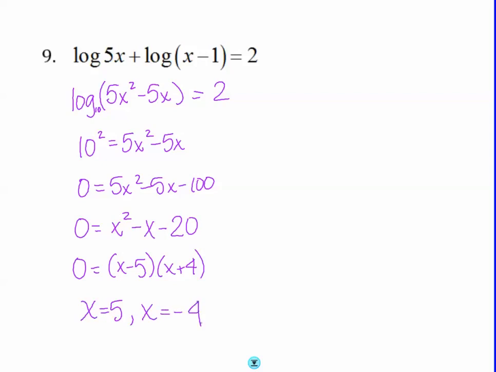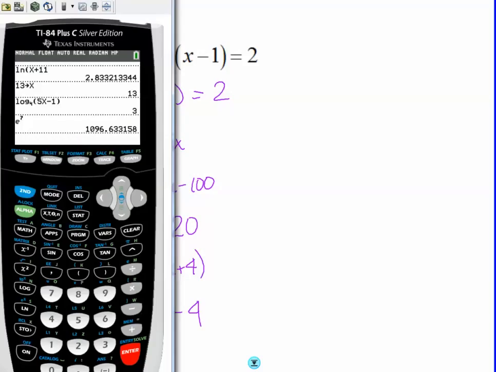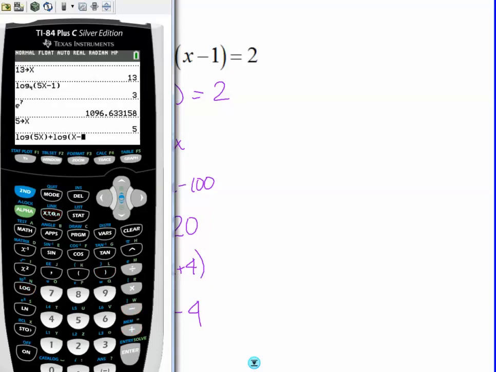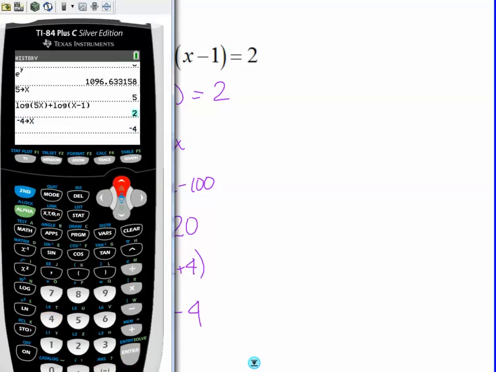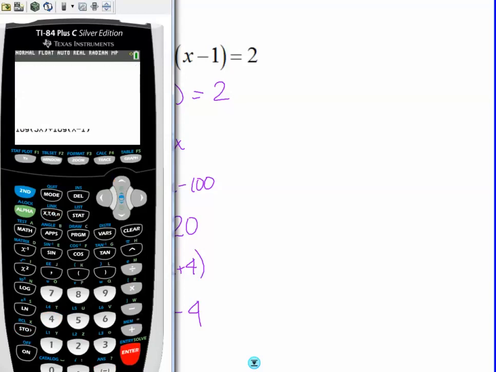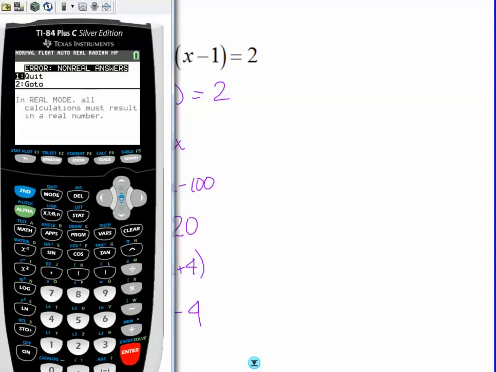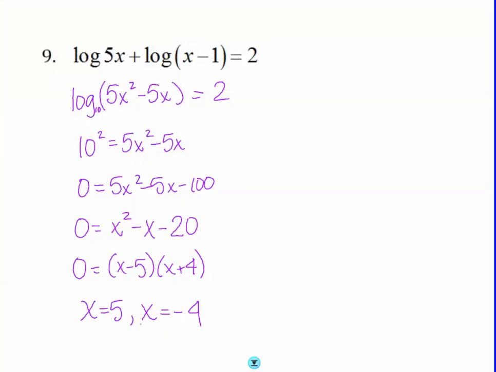Now, I definitely need to check and see if one of these is extraneous. So if I do 5 store for x, then I need to type in the entire equation. Log of 5x plus log of x minus 1. That equals 2. Let's check if I plug negative 4 in for x. I get an error, which means that negative 4 is extraneous. So my only answer is x equals 5.